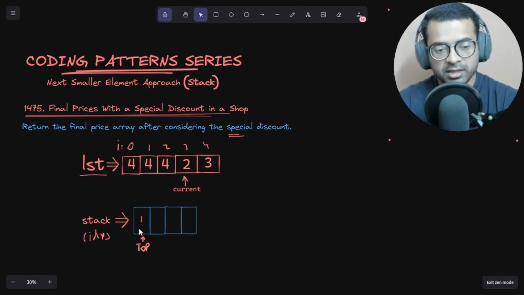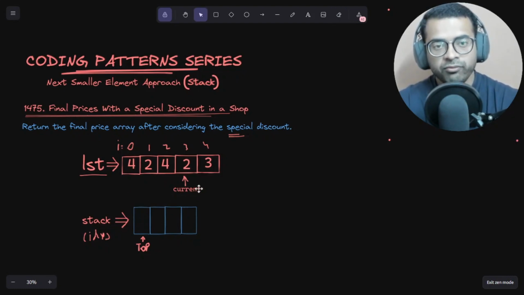whether the value at this index, which top is representing, which is 1, so whether this 4 is greater or equal to the value this current is pointing towards. Yes, again 4 is greater than 2. So we are going to subtract 2 from this 4, and when we subtract 4 minus 2, the new value will become 2. And again after subtraction we are going to pop this value that is at our top.